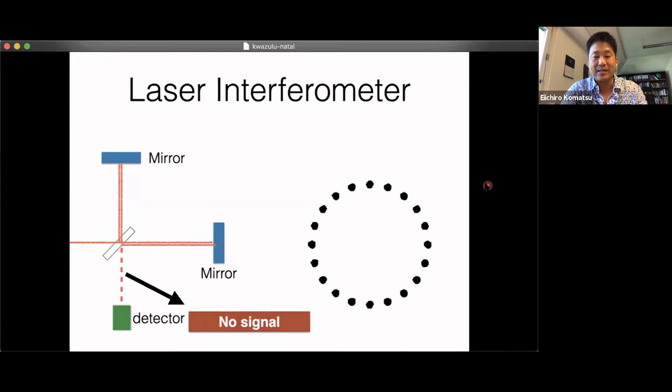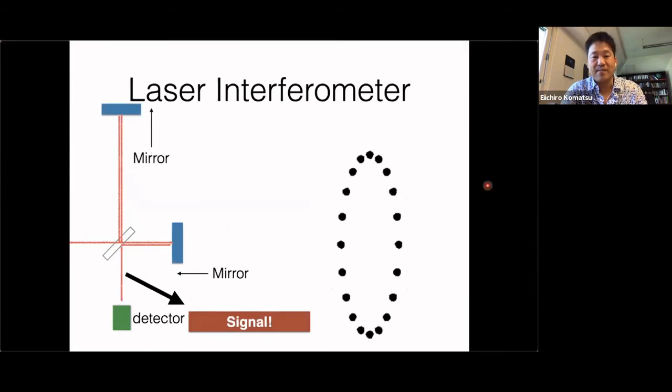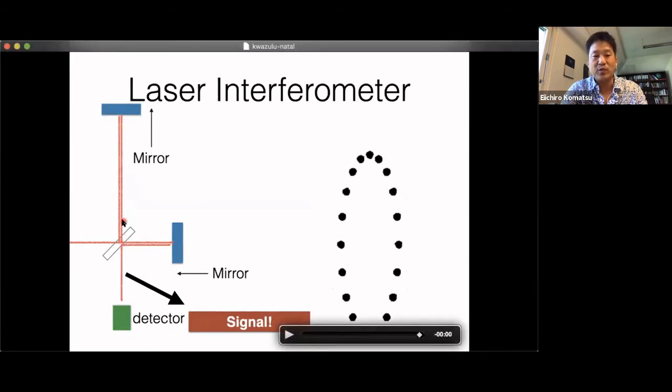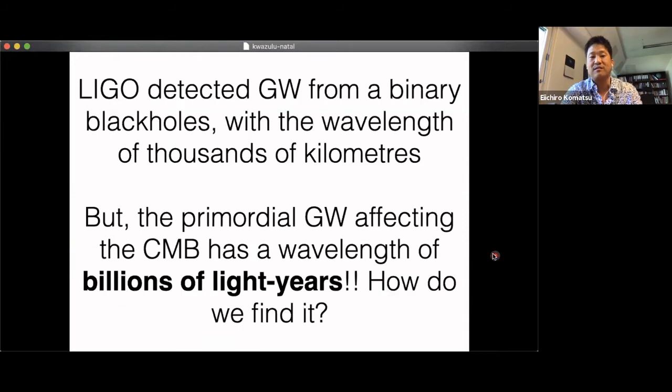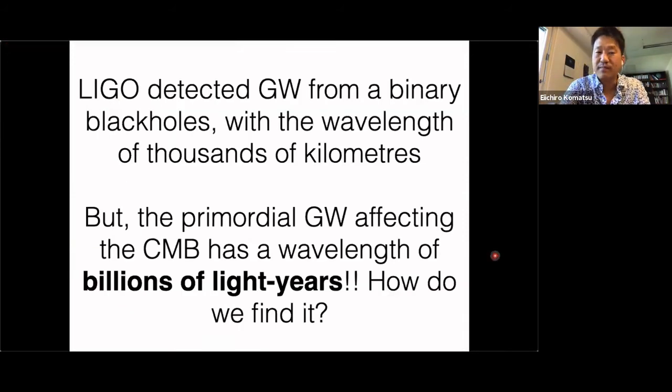A gravitational wave propagates, stretches, right? Then suddenly the distance between mirrors is different. So crests and troughs of the laser light no longer cancel. So you see the signal. Well, that's how LIGO detected gravitational waves from a binary black hole with a wavelength of thousands of kilometers. Essentially, it's the size of the Earth.